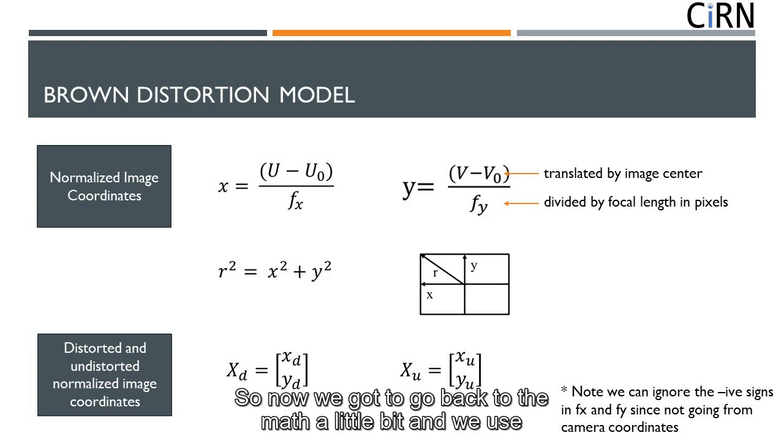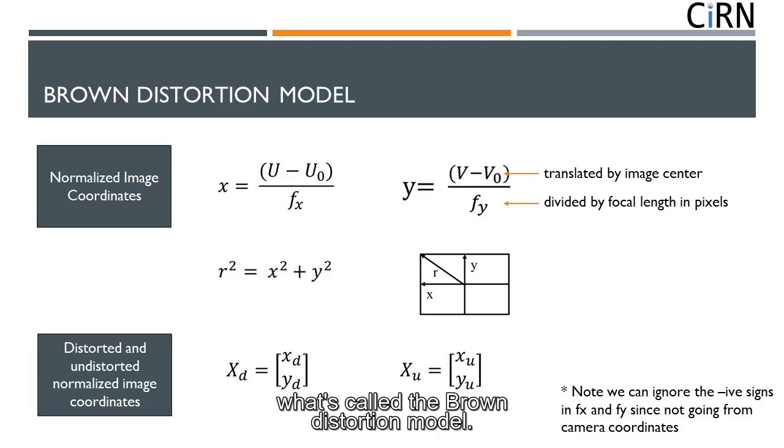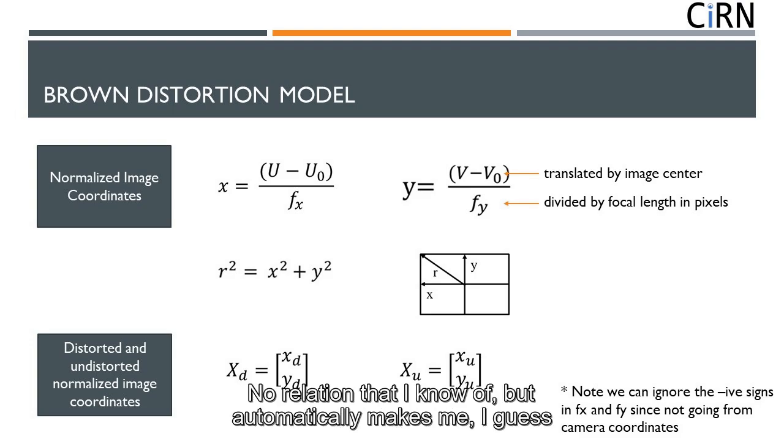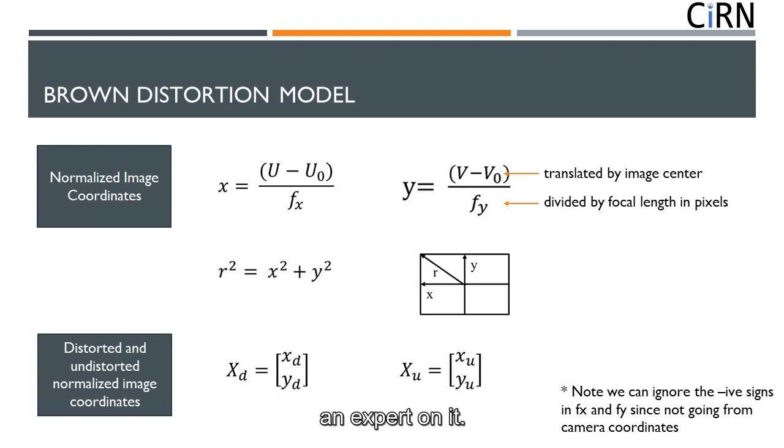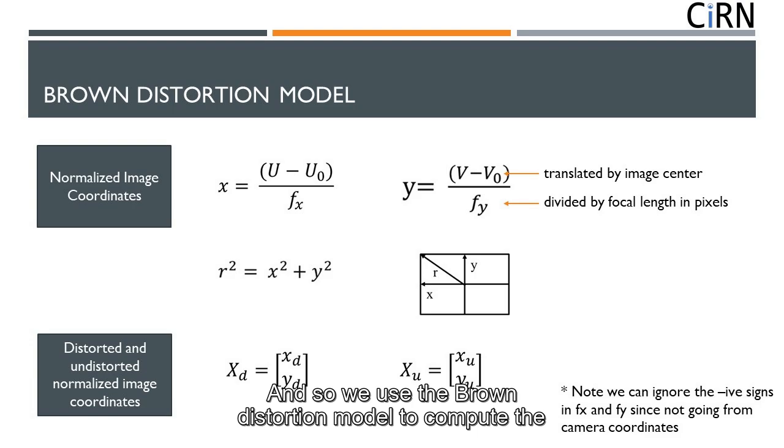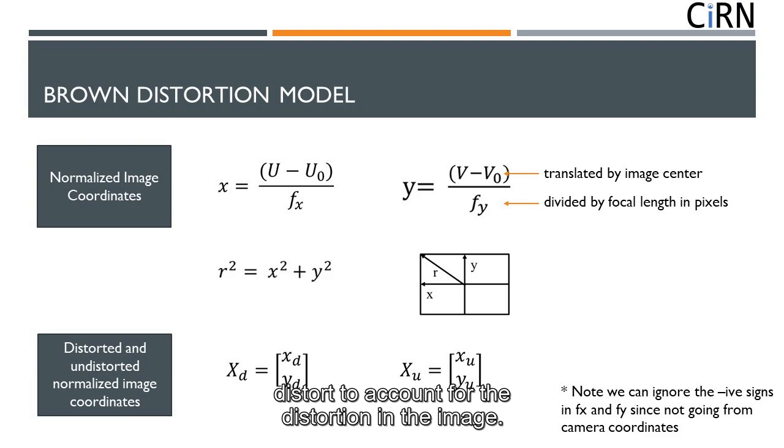So now we have to go back to the math a little bit. We use what's called the Brown distortion model, no relation that I know of, but that automatically makes me, I guess, an expert on it. We use the Brown distortion model to account for the distortion in the image.